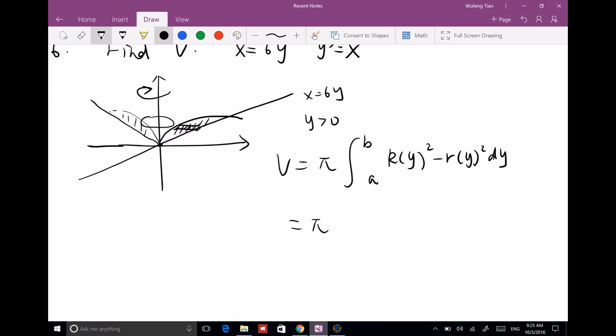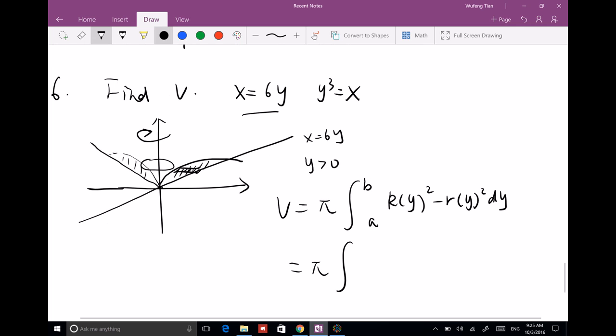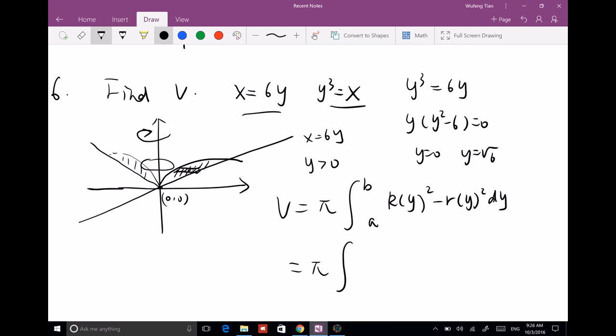So it's pi from, you find the intersection point, for this one is 0, 0. This one is set up, those two equal each other. So you have y cubed equals 6y, and to solve this one, y squared minus 6 equals 0. So y equals 0, y equals square root of 6. So the limits are from 0 to square root of 6.